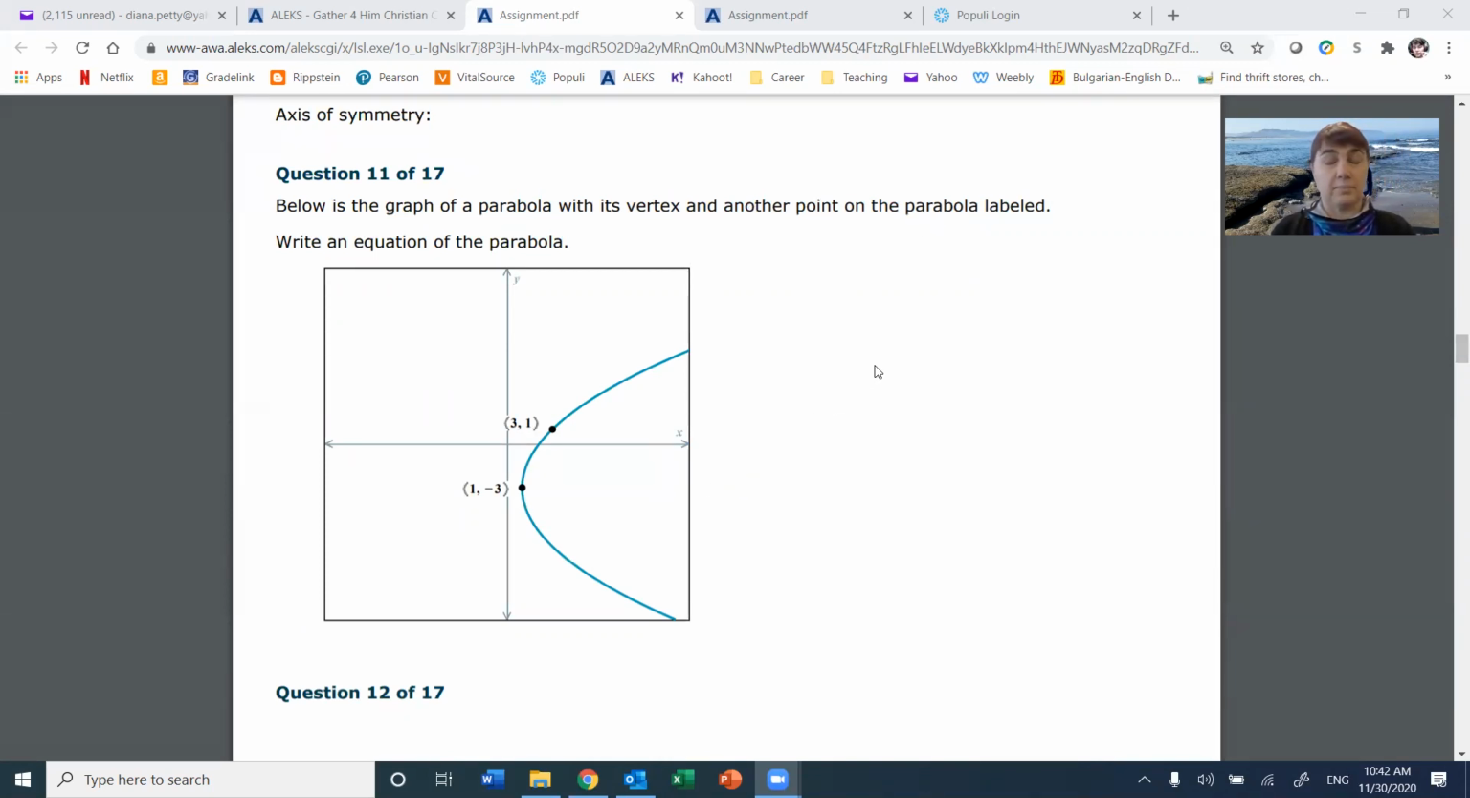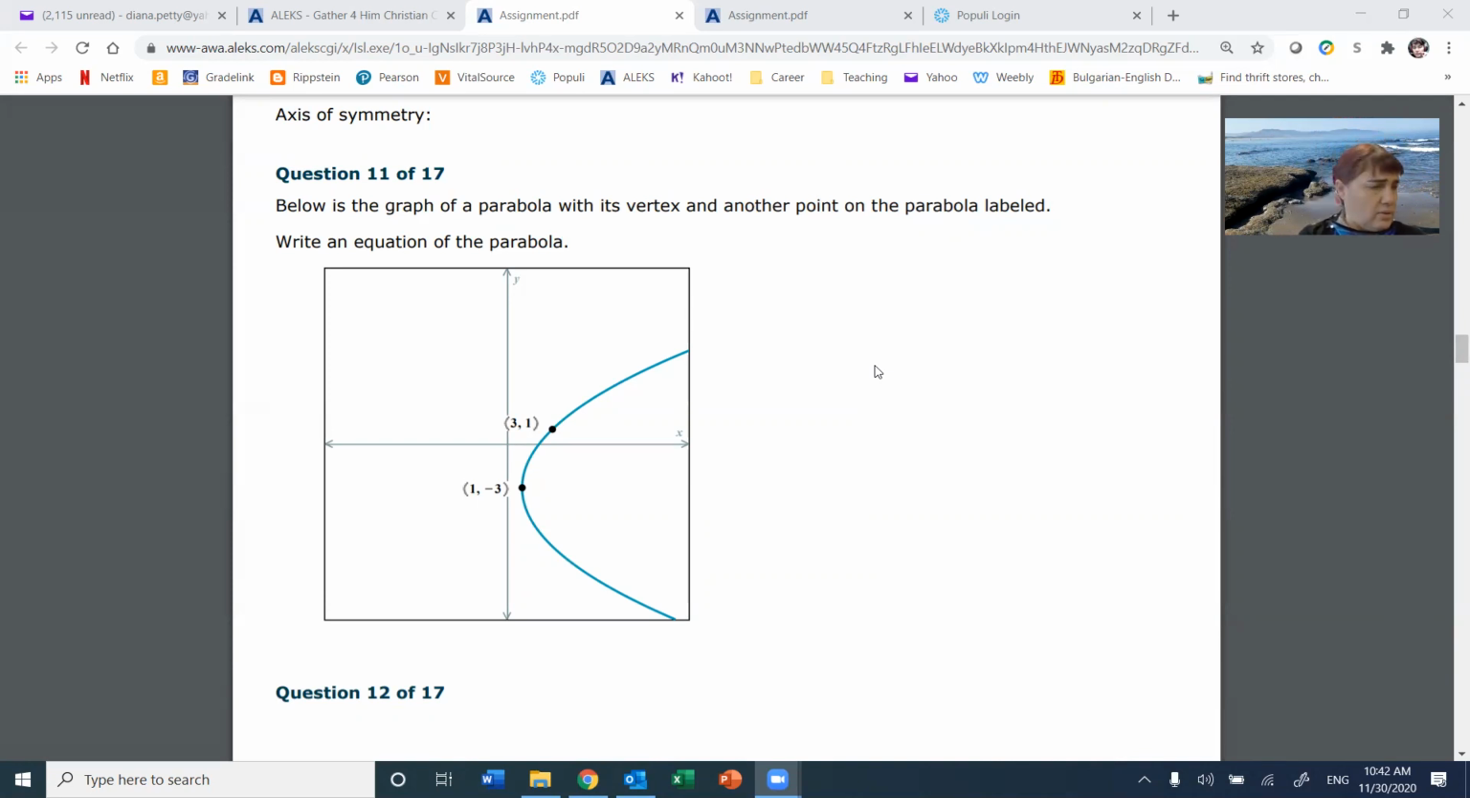11. Okay, so this graph is sideways. It's the graph of a parabola with this vertex and another point labeled. What's the right equation of the parabola? Oh, the vertex is labeled. Okay, let's do a quick check.